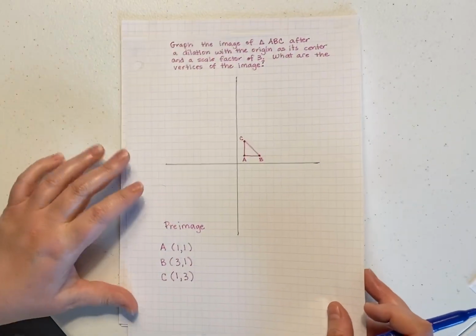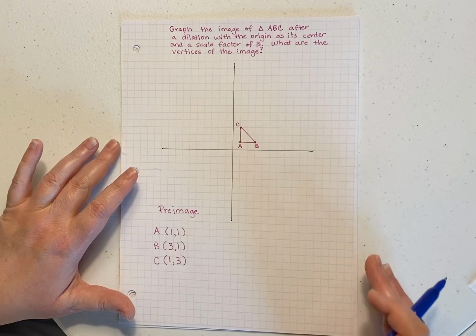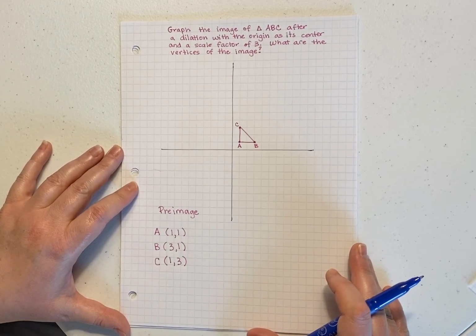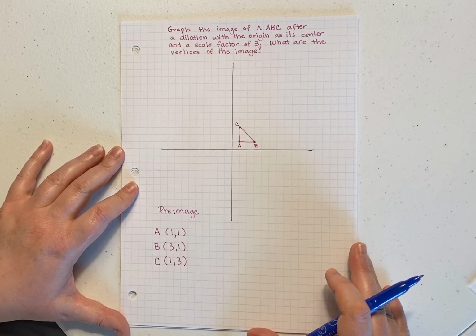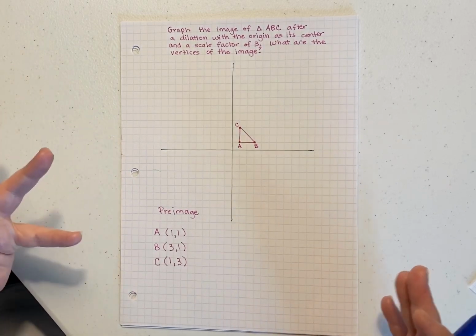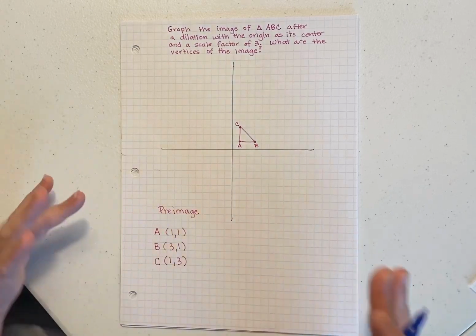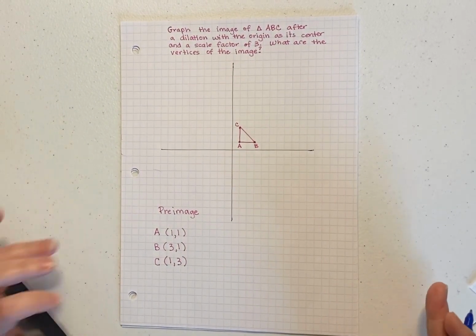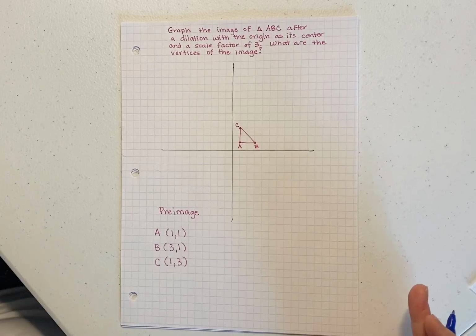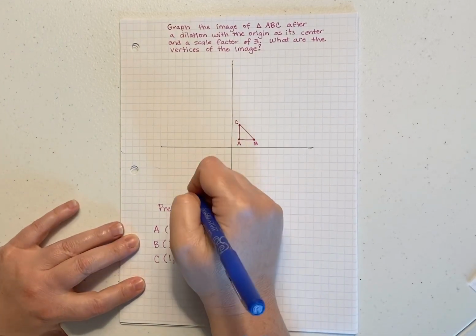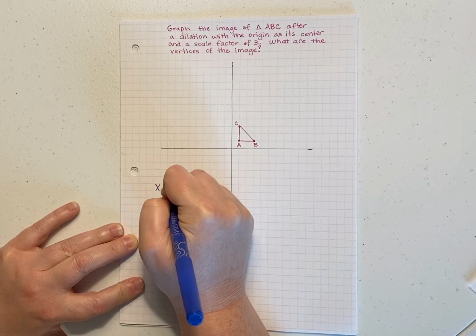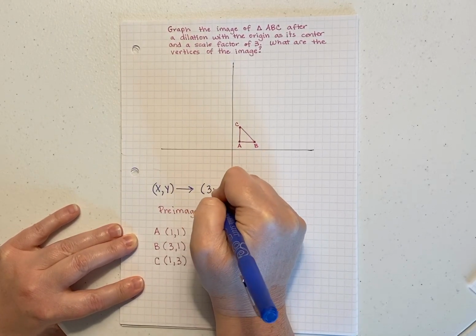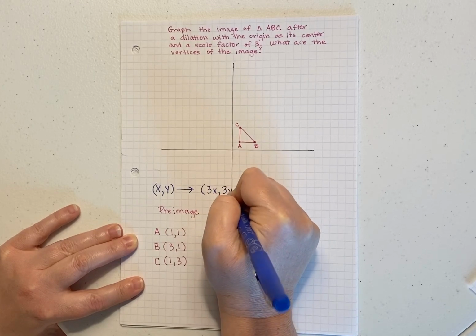This one says, graph the image of triangle ABC after a dilation with the origin as its center and a scale factor of 3. What are the vertices of the image? Okay, so let's think about this for a second. If I have a scale factor of 3, how could I write an algebraic rule for that? You got it. What we would do is we would have x, y become 3x, 3y, right?